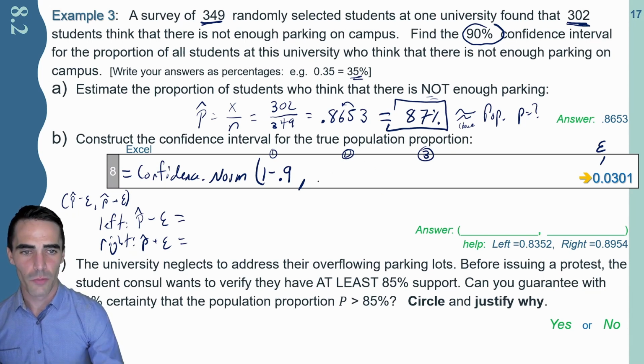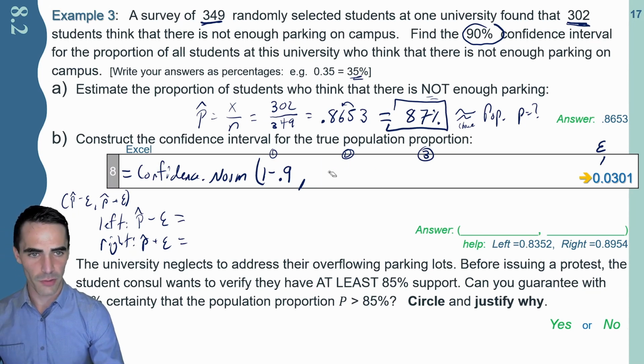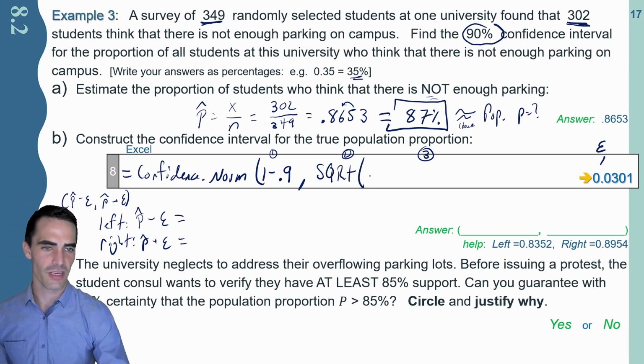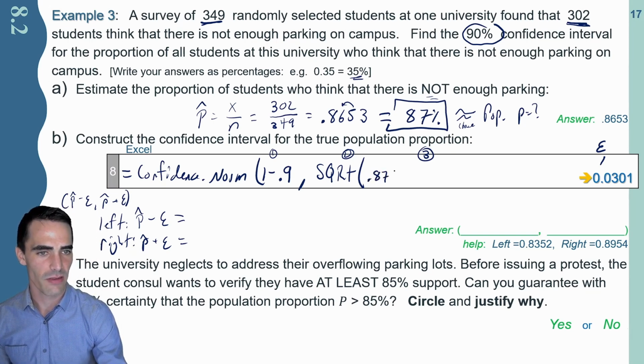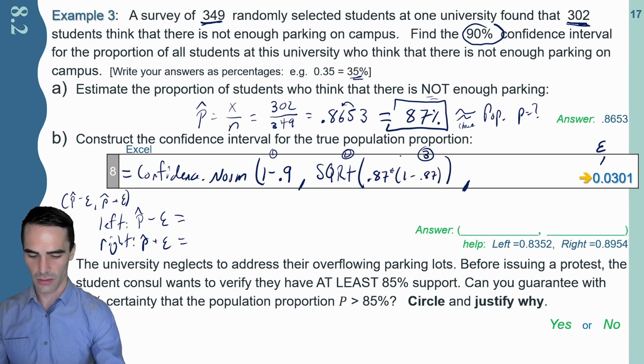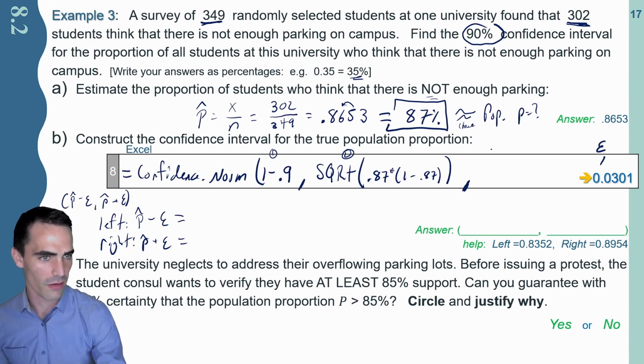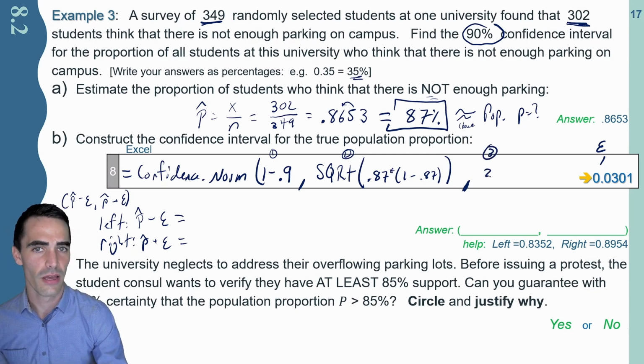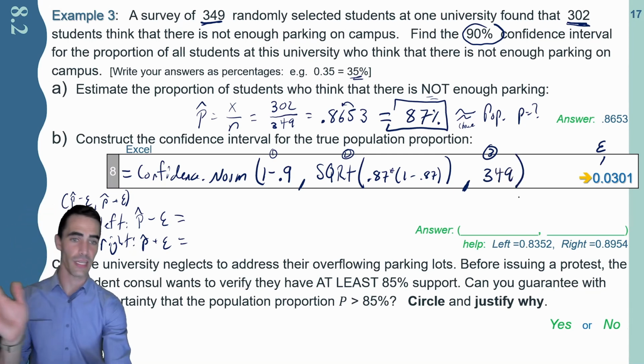The second was a square root business. Again, you can just write square root. If you want to be really fancy, you can actually write the Excel function SQRT. Don't have to. We'll be extra today. So SQRT, and then I need p hat times 1 minus p hat. So I can write that as 0.87 times 1 minus 0.87. And that's our second ingredient. I'm going to have to move this 3 over, though, because we didn't quite fit it. And then that last input, the third one, is just the sample size. How many people did we talk to? That was 349. Those are the ingredients.